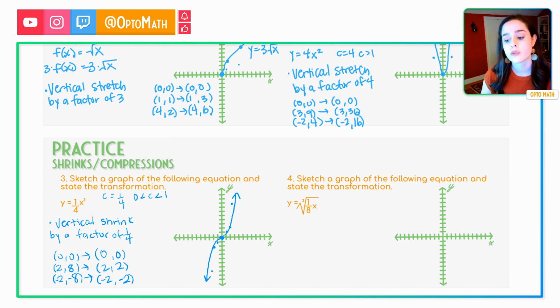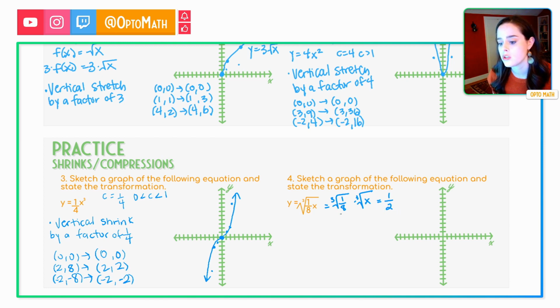Let's take a look at number 4. It says sketch a graph of the following equation and state the transformation. So y equals the cube root of 1/8 x. Before we state the transformation, we need to make sure this is in simplest form. We know that the cube root of 8 is 2, and the cube root of 1 is 1. So we could rewrite this as the cube root of 1/8 times the cube root of x, and the cube root of 1/8 is 1/2.